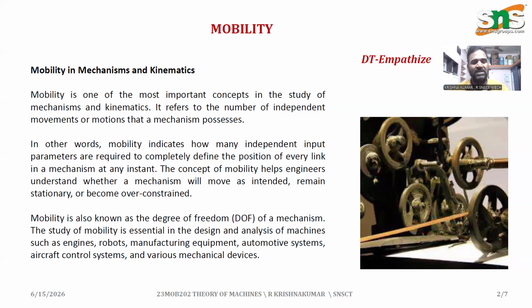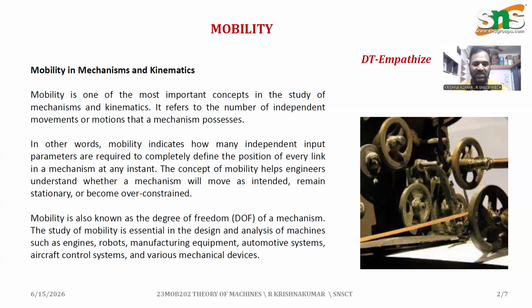A mechanism is formed by connecting rigid bodies called links through joints or kinematic pairs. These links and joints constrain the relative motion between different parts of the mechanism. The mobility of a mechanism depends on the number of links, the number and types of joints, and the constraints imposed by these joints.